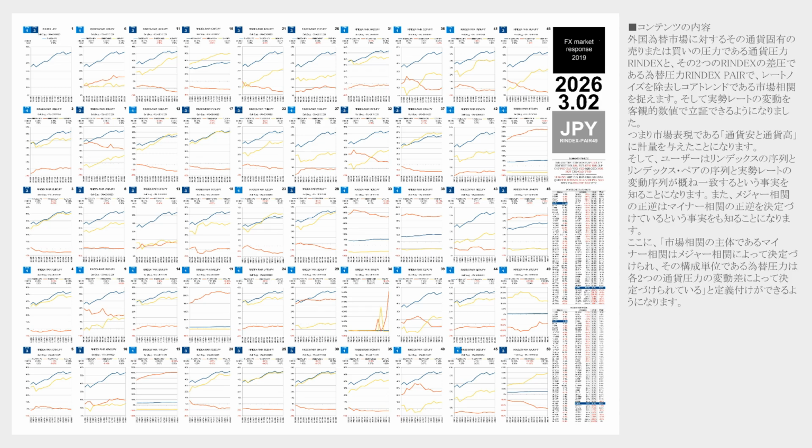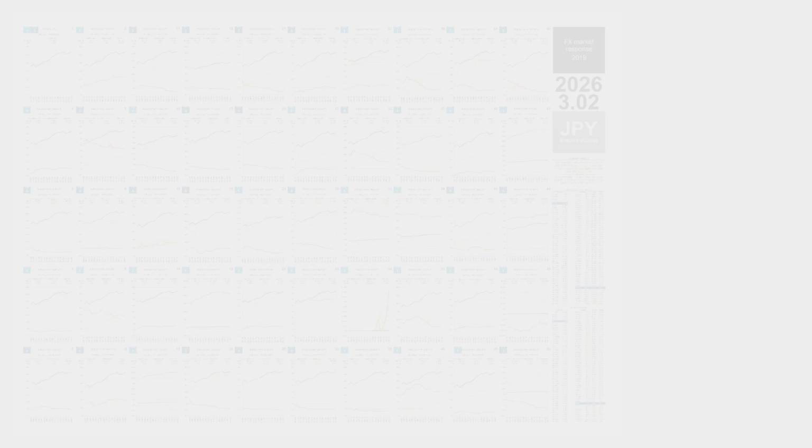Users will then learn that the ranking of RINDEXs, the ranking of RINDEX pairs, and the fluctuation ranking of prevailing rates generally coincide. They will also learn that the positive or negative direction of the major correlation determines the positive or negative direction of the minor correlation. This allows us to define minor correlation, the main component of market correlation, as being determined by the major correlation, and exchange pressure, its component, as being determined by the difference in fluctuations between the two currency pressures.